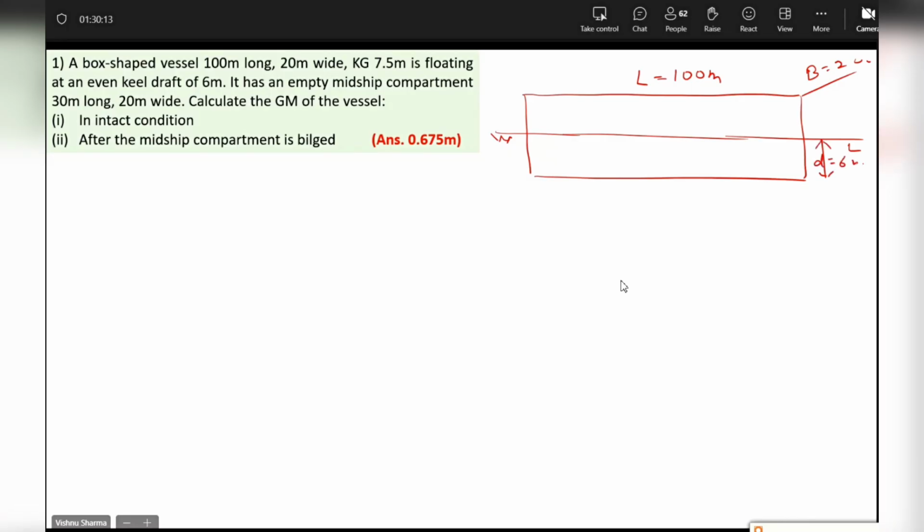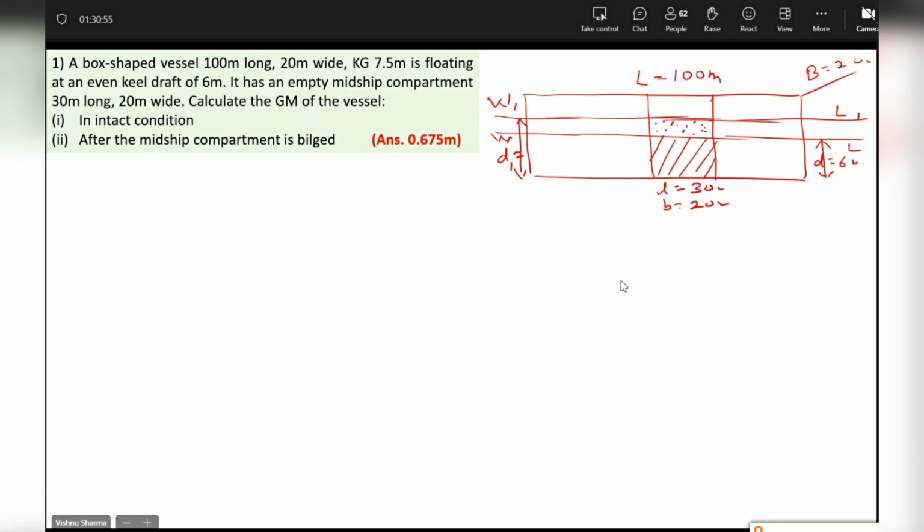D is 6 meters. Has a midship compartment. Length 30 meters. Breadth 20 meters. It's empty. And this compartment gets bilged. When this compartment gets bilged, this buoyancy is lost under the lost buoyancy method. I shade the lost buoyancy. This causes the vessel to sink to a new water line W1 L1, and this takes the vessel to a new draft D1. As the vessel sinks, this compartment gets filled up with water up to this water line.